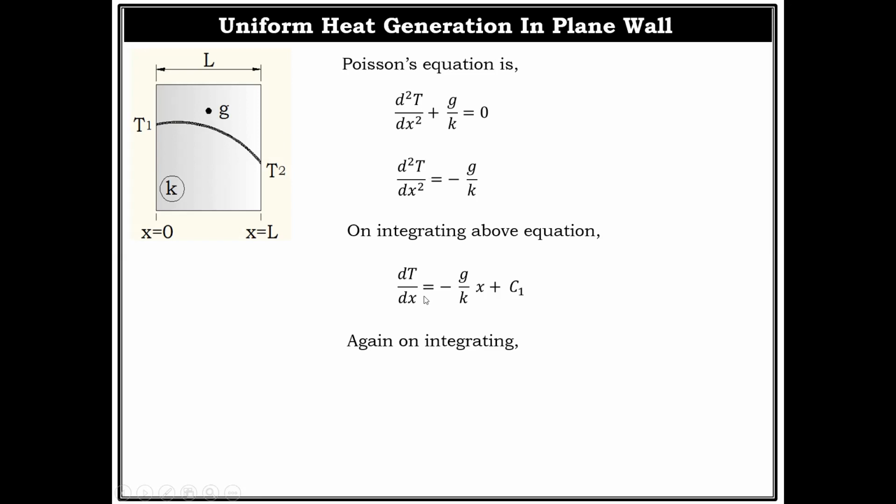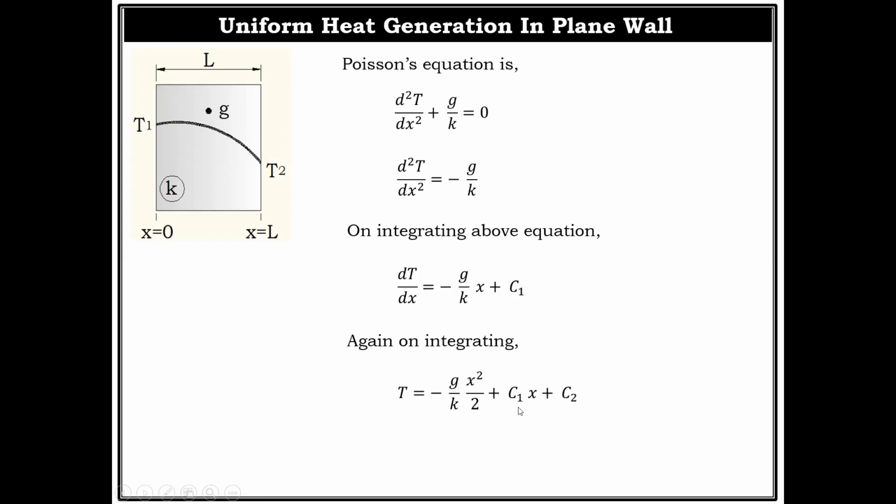So again on integrating, now we get a temperature T. So integration of dT by dx is T. Now we get the T term. On the right hand side, minus g upon k x, integration of x becomes x square upon 2, plus integration of c1, c1 is a constant, so plus c1x plus c2, the constant of second integration c2. So this is our generalized equation. Temperature of wall is equal to minus g upon k x square upon 2 plus c1x plus c2.